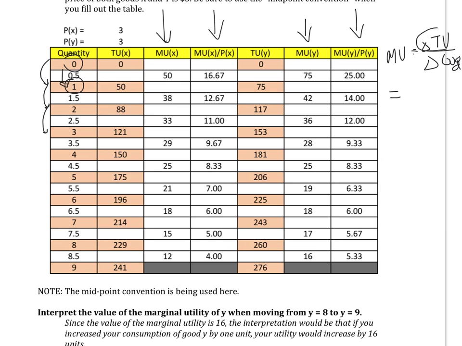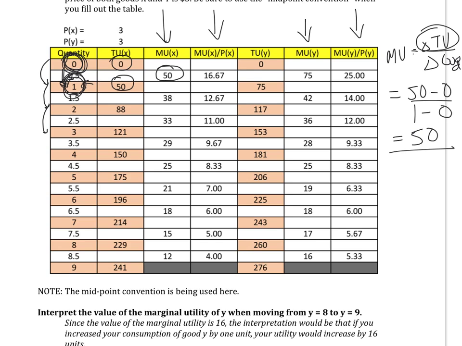So the change in total utility going from 0 to 1 is 50. So when we consume 1 unit of the good, that generates a total utility of 50. When we consume no units of the good, our total utility is 0. So it's 50 minus 0 divided by 1. So the amount of the good that generates 50 is 1, and the amount of the good that generates 0 units of utility is 0. So our marginal utility is 50, which is that number.